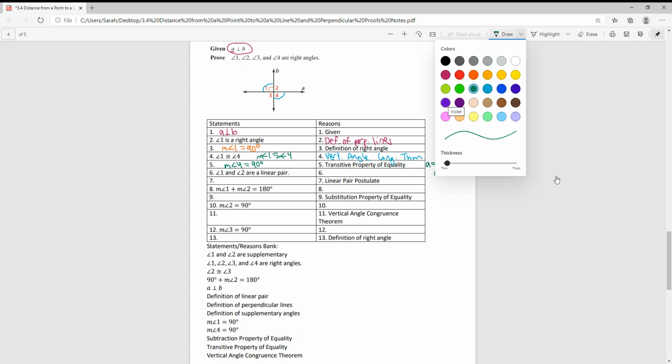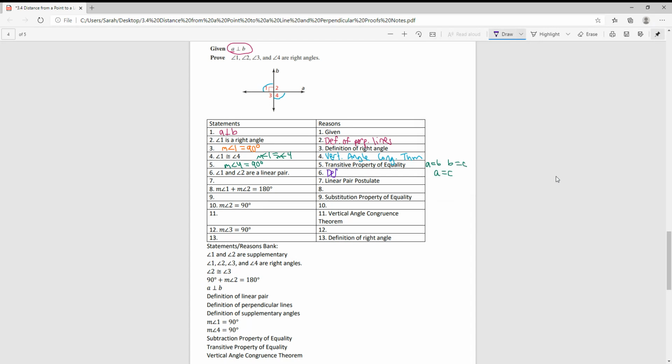The next one might feel a little weird. We're saying angle 1 and angle 2 are a linear pair. You might be tempted to say given for that, but technically they didn't tell us that in the given. But we know that linear pairs look like what we have going on with angle 1 and angle 2. And together, they make a straight line and are supplementary. And so what that comes from is the definition of linear pair.